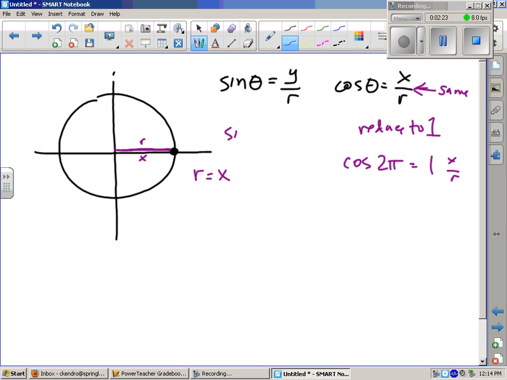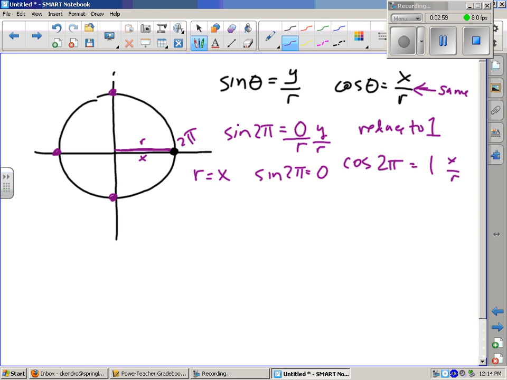Now the sine of 2 pi, right here at 2 pi, there is no y value. There's no up or down movement to make a triangle. So there is no y movement. So it's 0 over r, which is y over r. So we just say the sine of 2 pi is 0. And that's always going to be the case. It's zeros or ones. So every corner, if circles can't really have corners, but I think you know what I mean, every corner is either going to be a 0 or a 1.